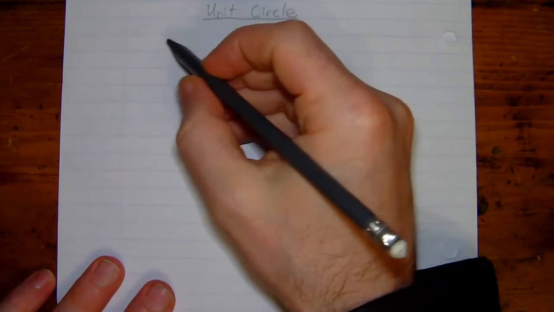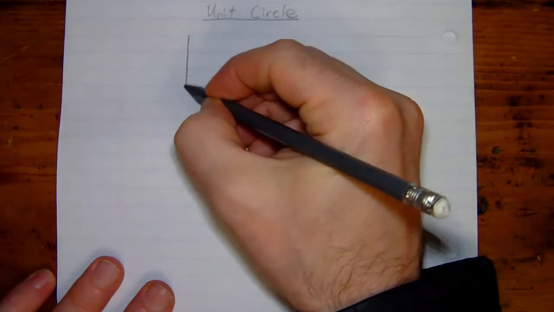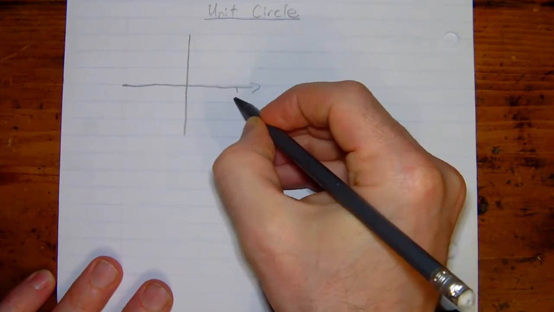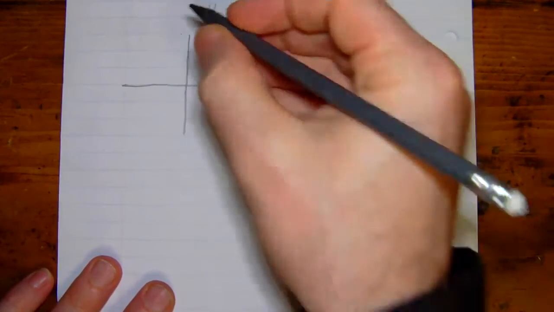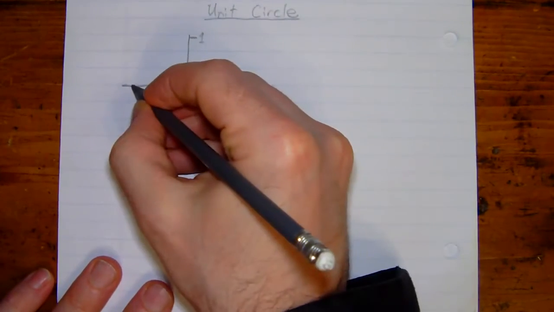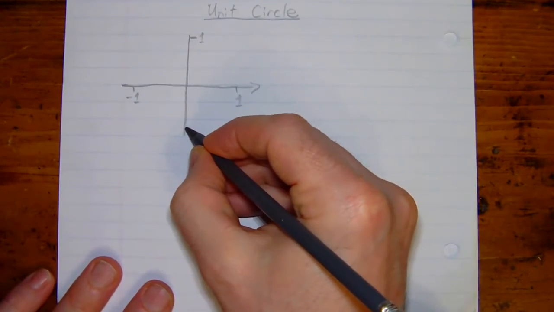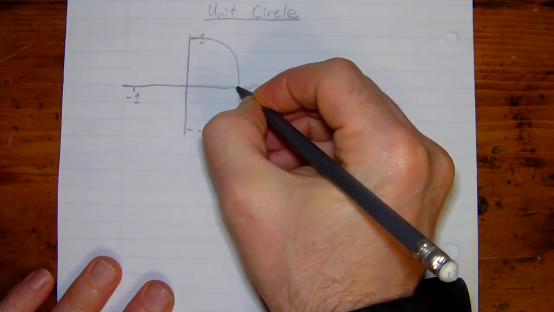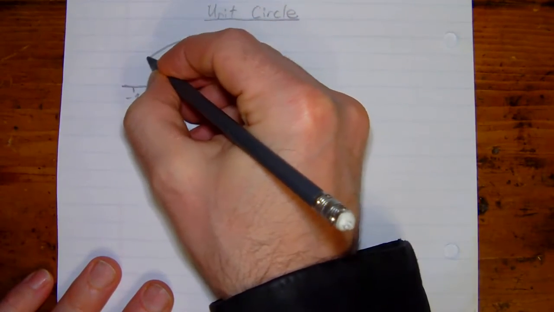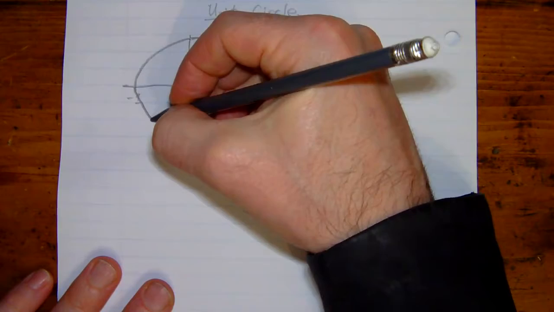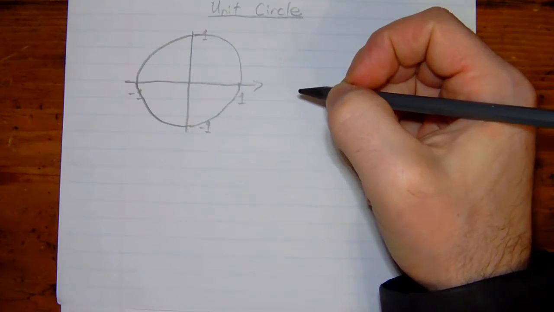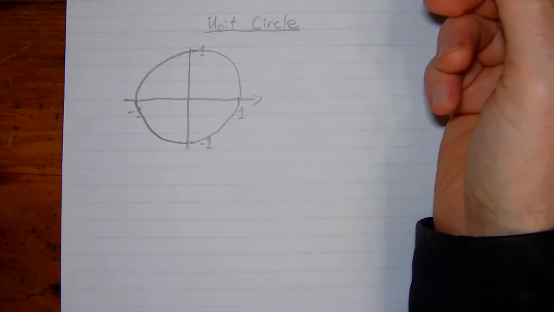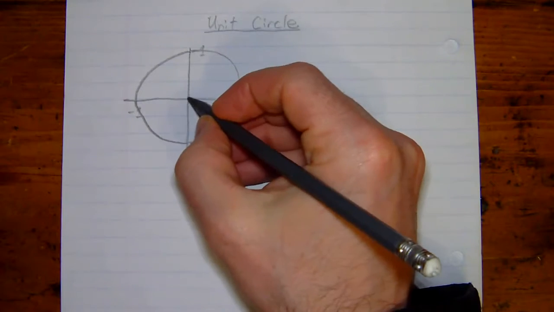So here's the basic idea. If we think about XY axis and we draw the circle of radius 1, then what we'll see is that we can use this circle, pardon my circle drawing, to get us information about the sine, cosine, and tangent of a particular angle.